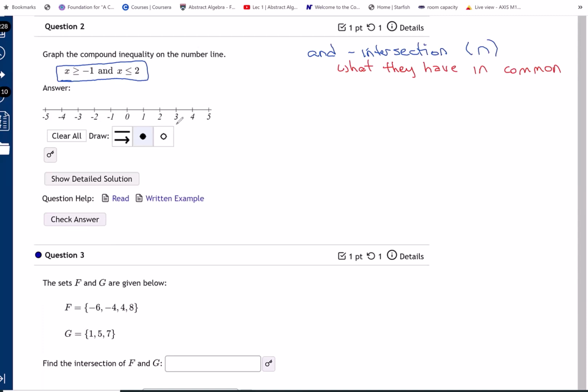I am now going to make a number line. That's the first thing I want to do, always make a number line. So here's my 0, 1, 2. I only need to go to 2 because it's less than or equal to 2. And I'm going to go here to -1. And then I'm going to graph each one of them separately. I'm going to start with x is greater than -1. I start here, greater than -1, goes that way.